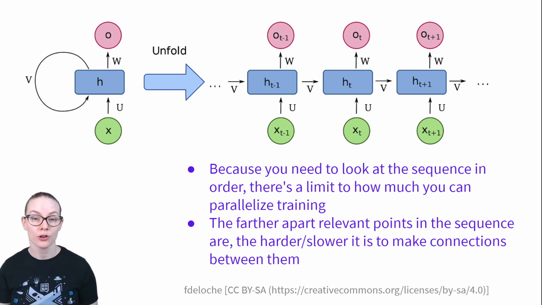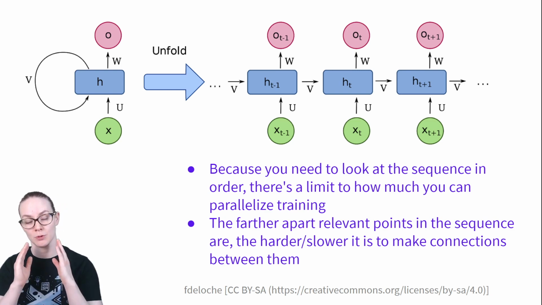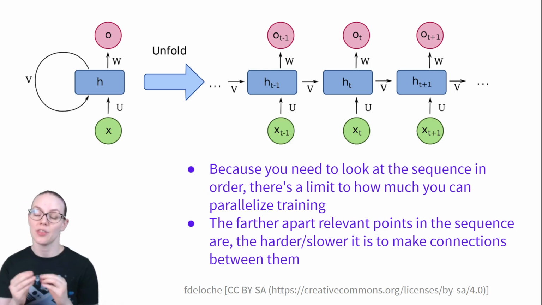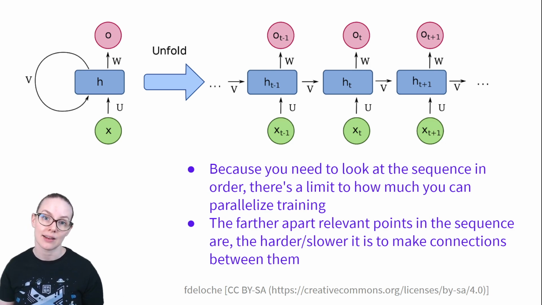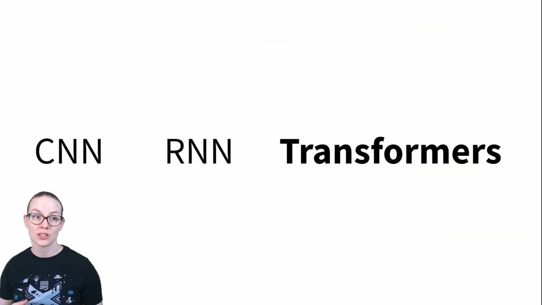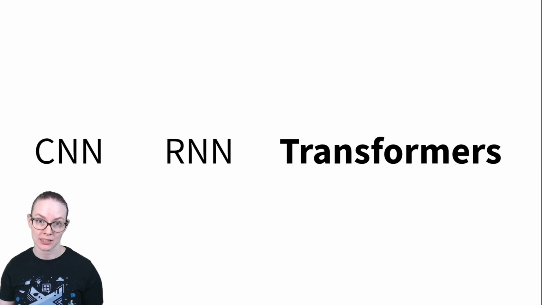Another drawback of recurrent neural networks is that, in general, it's easier for them to capture relationships between points that are close to each other than it is to capture relationships between points that are very far from each other, say several thousand points in the sequence. Transformers were proposed to help address some of these problems.